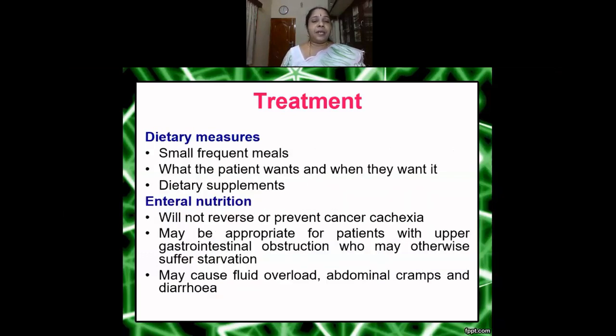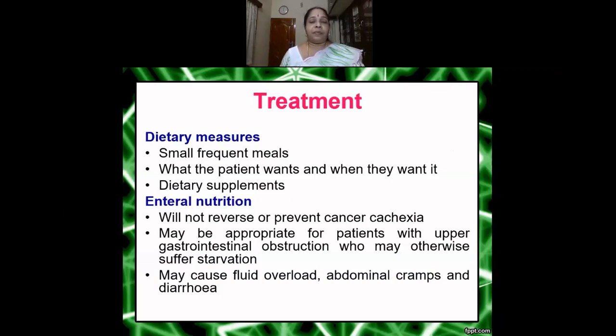Dietary measures. The patients can be given small frequent meals. They can be given what they want and when they want. Dietary supplements can also be given to improve weight. Enteral nutrition. Enteral nutrition is tube feeding.